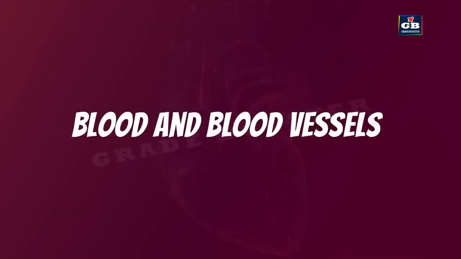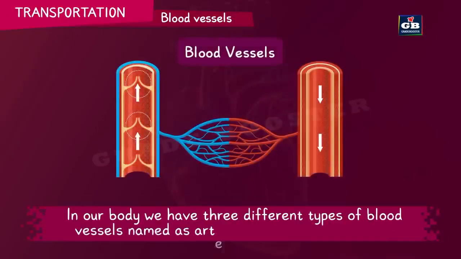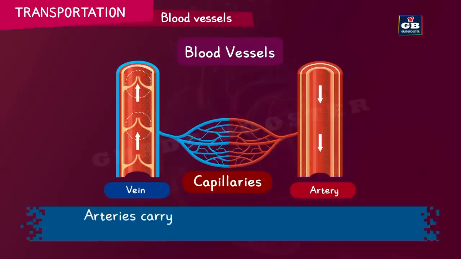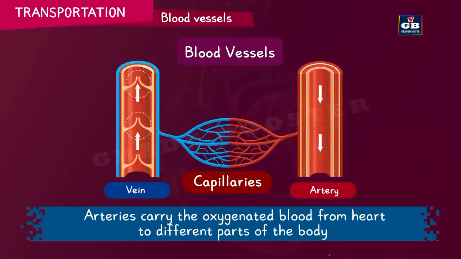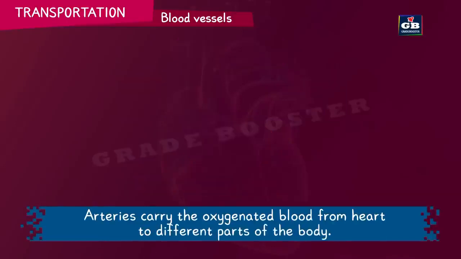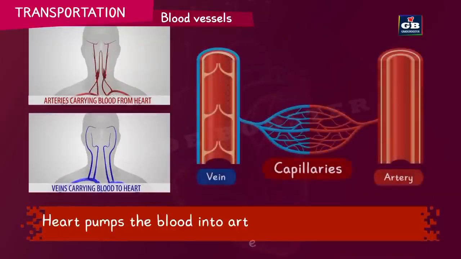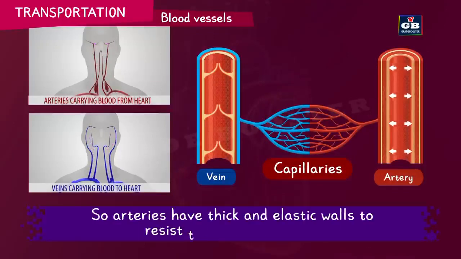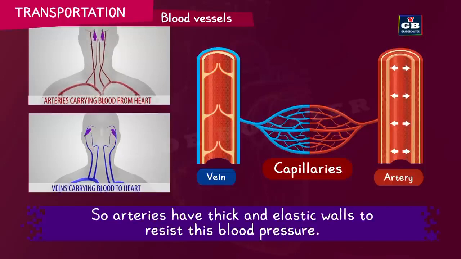Now we will study about the blood and blood vessels. In our bodies, we have three different types of blood vessels named as arteries, veins and capillaries. Arteries carry the oxygenated blood from heart to different parts of the body. Heart pumps the blood into arteries with great pressure. So arteries have thick and elastic walls to resist this blood pressure.